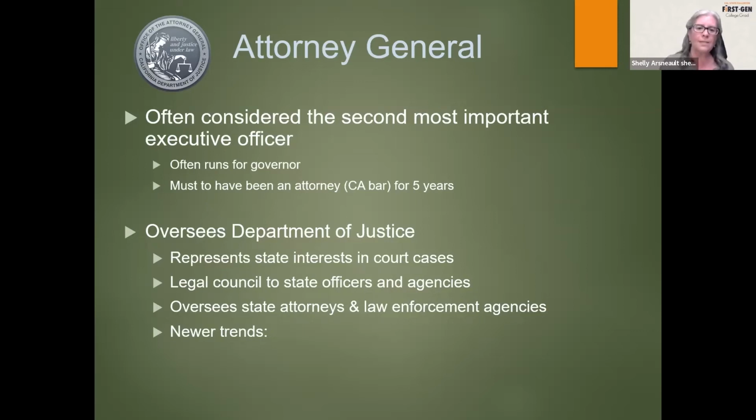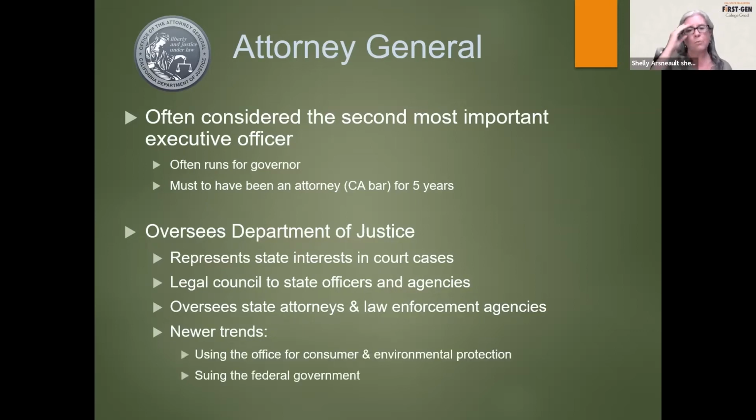There are some newer trends I thought I would just mention because you might hear about these. Attorneys General across the country have done the first one, using the Office for Consumer and Environmental Protection, especially environmental protection, that's very specific to California. Other attorneys general as well. Probably a trend of the past 20 years or so, getting much more into the consumer rather than just the sort of criminal law sorts of issues.